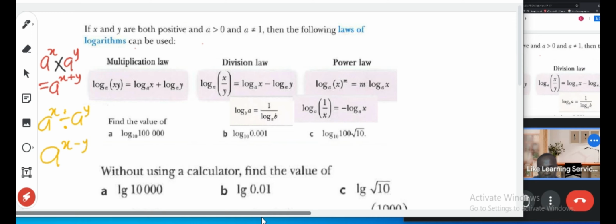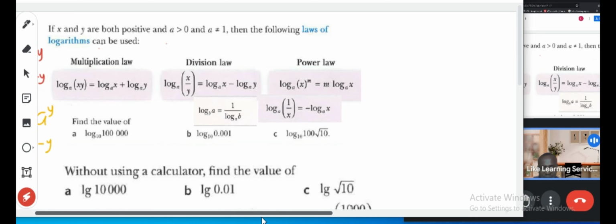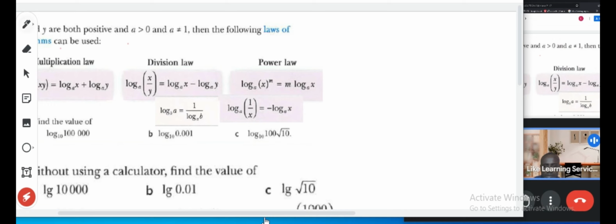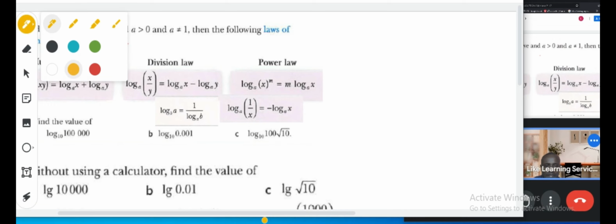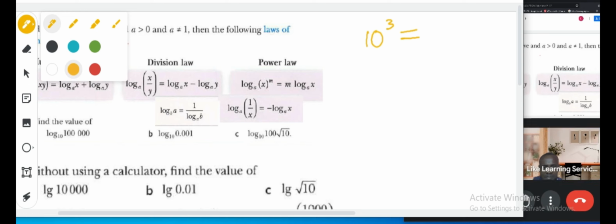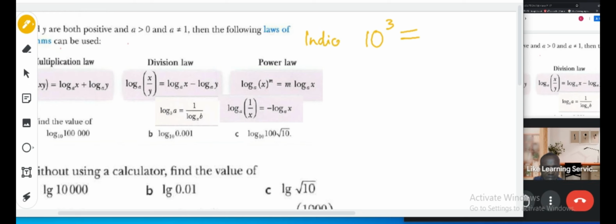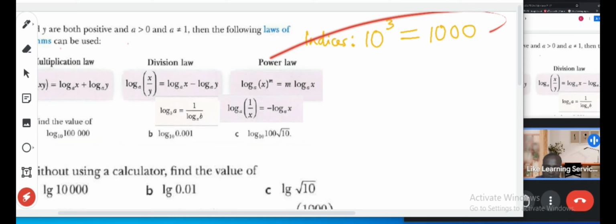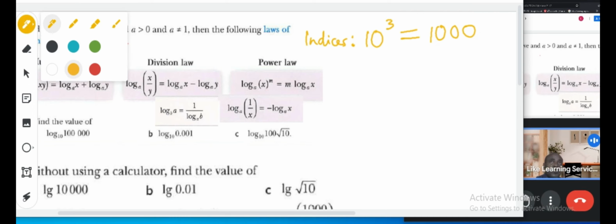All right, first of all, I need to explain to you what logarithm is about. If you have a raised to the power, or let me use numbers, 10 raised to the power 3. What's 10 raised to the power 3, for instance? 1000. Now this is indices form. This same thing can be written in logarithm form. In fact, indices and logarithm are just two ways of writing numbers that have to do with powers.